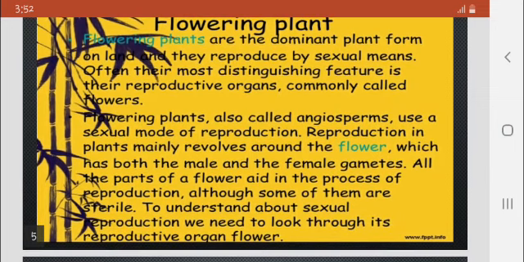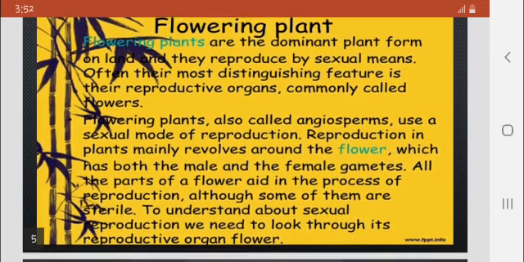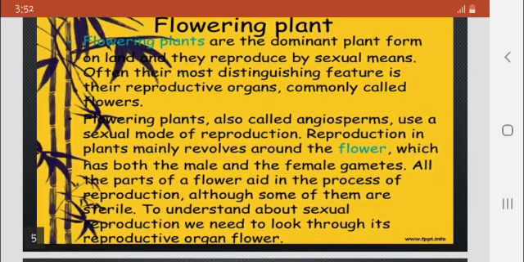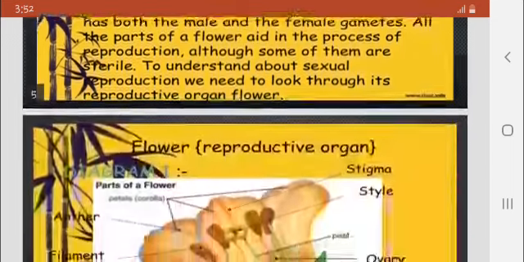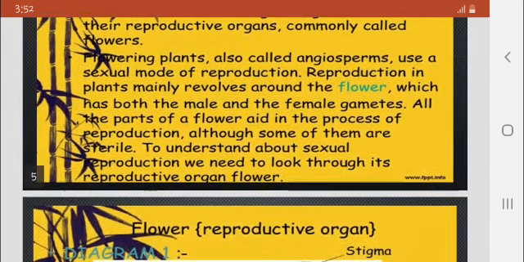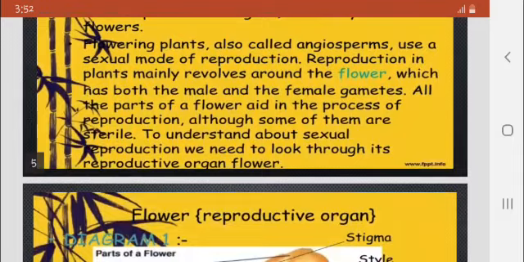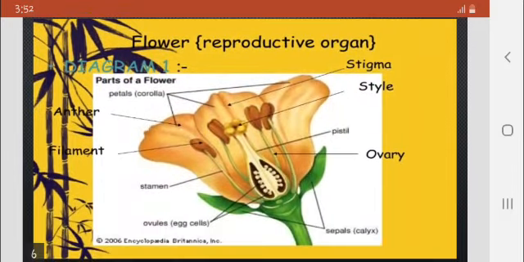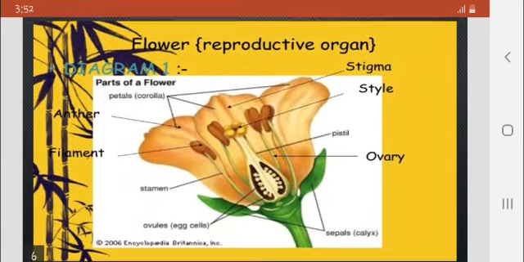All the parts of the flower aid in the process of reproduction, although some of them are sterile. To understand about sexual reproduction, we need to look through its reproductive organ, that is flower. So, we discussed the structure of flower. Look at this diagram. Flower is the reproductive part of the plant.